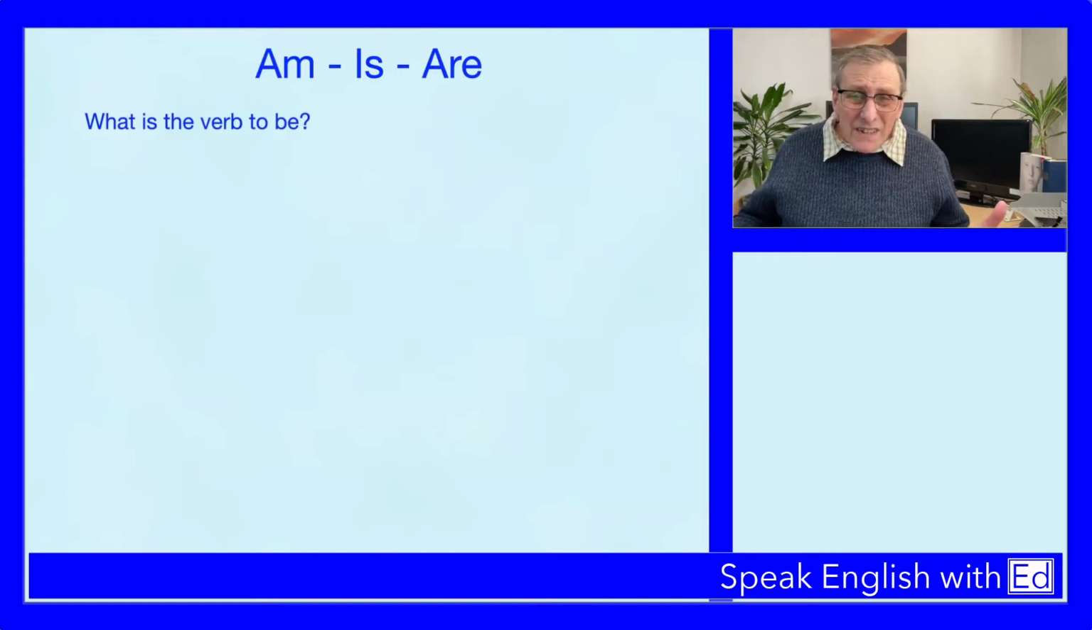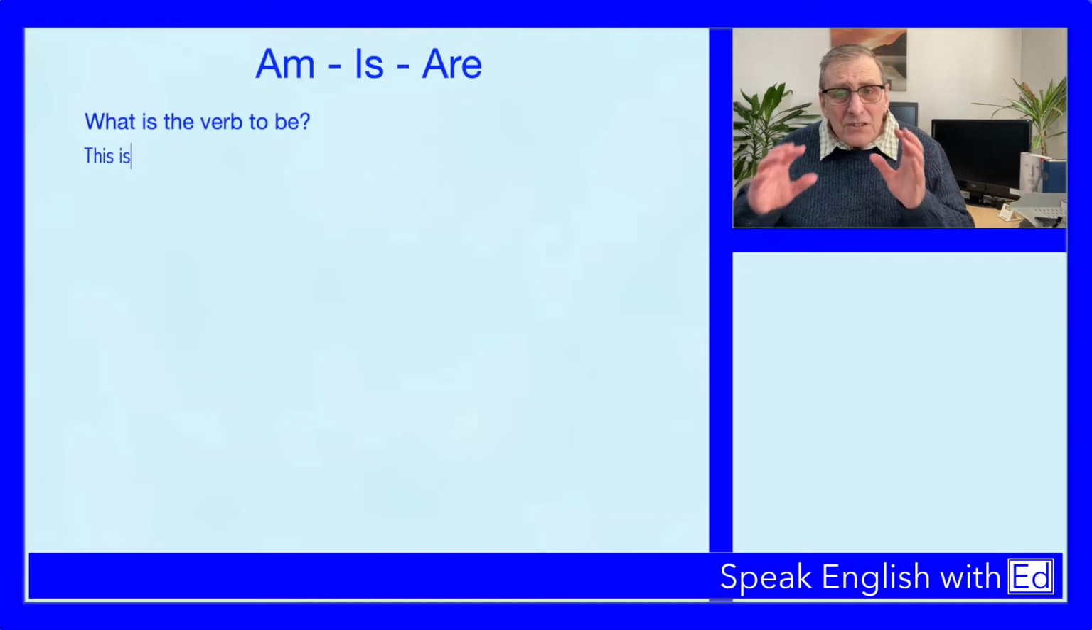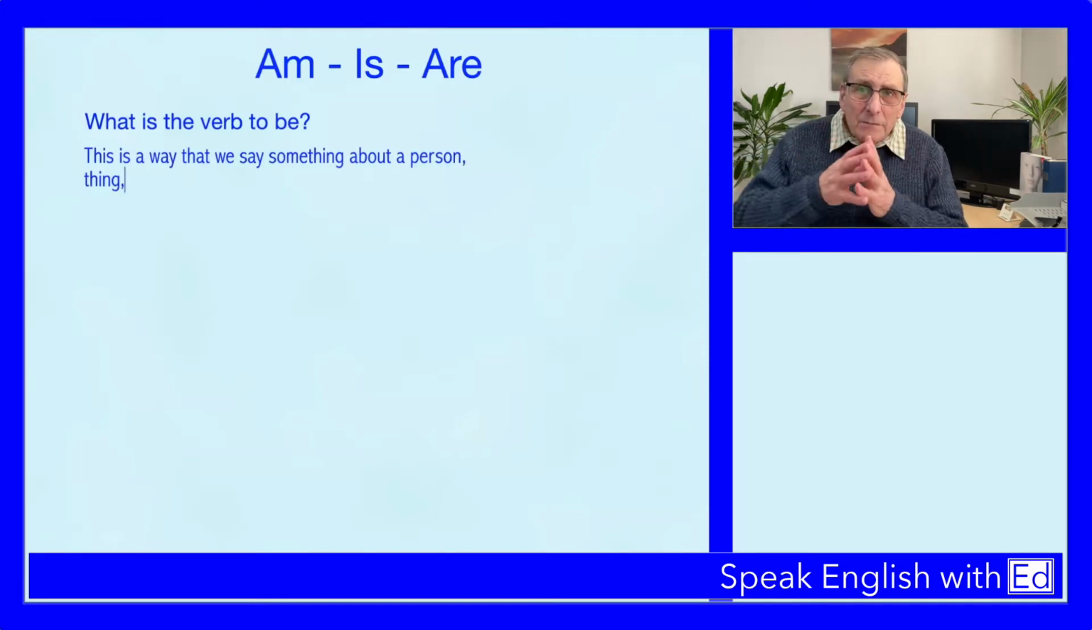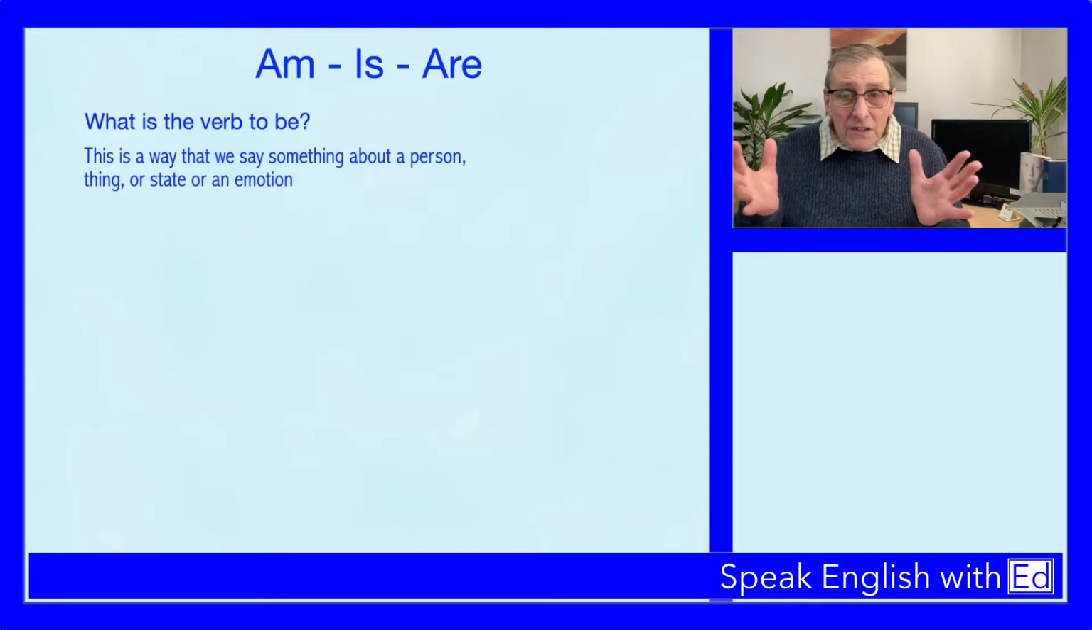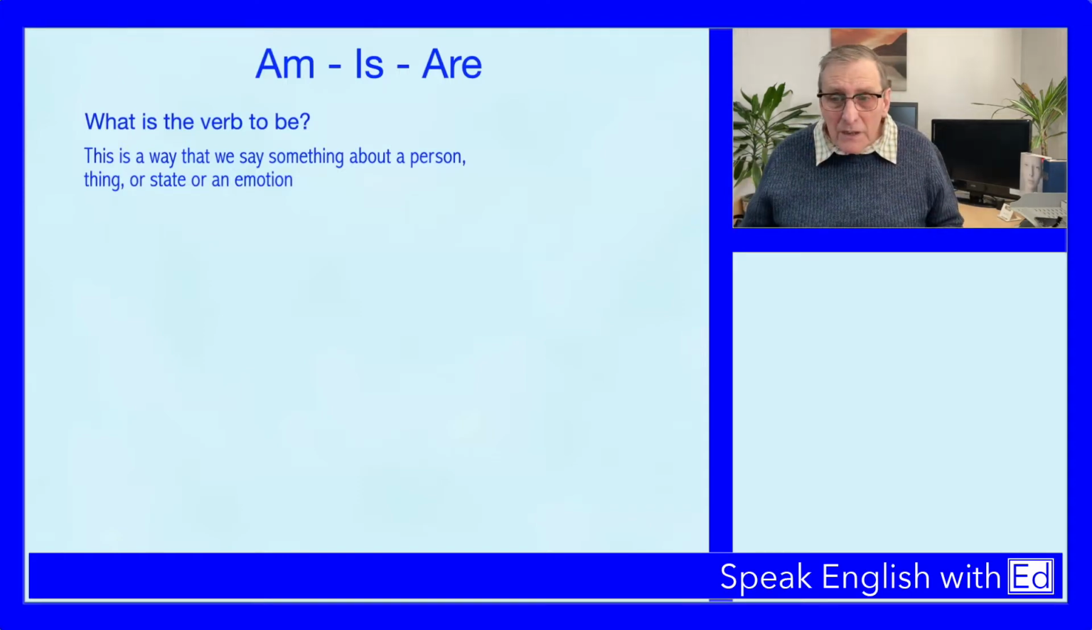Now, what is the verb to be? Well, the verb to be is a way that we talk about people, things, places, objects, feelings, emotions, all these sort of things to other people. We use the verb to be.